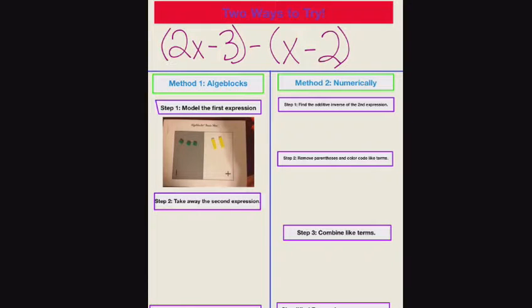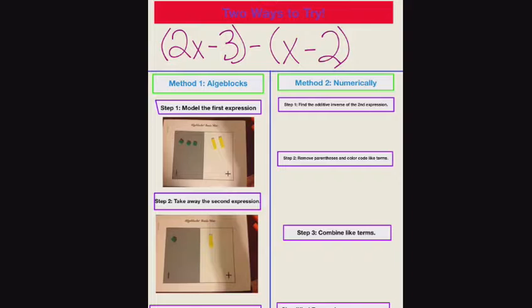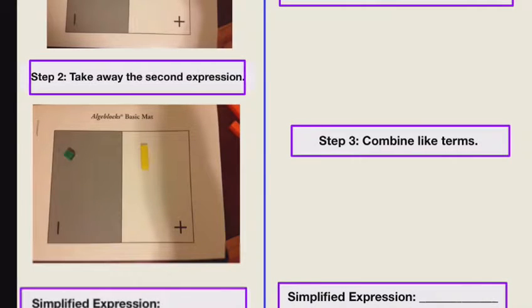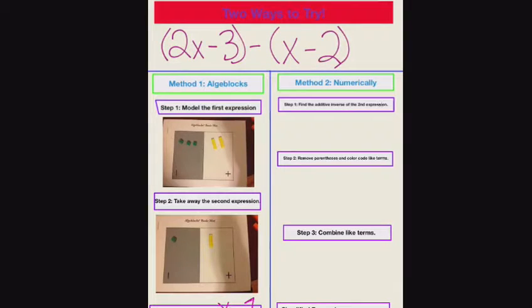Go ahead and take a picture and drop that into GoodNotes. Okay, last step, write our simplified expression, which is x minus 1. Okay, so now let's try this numerically.